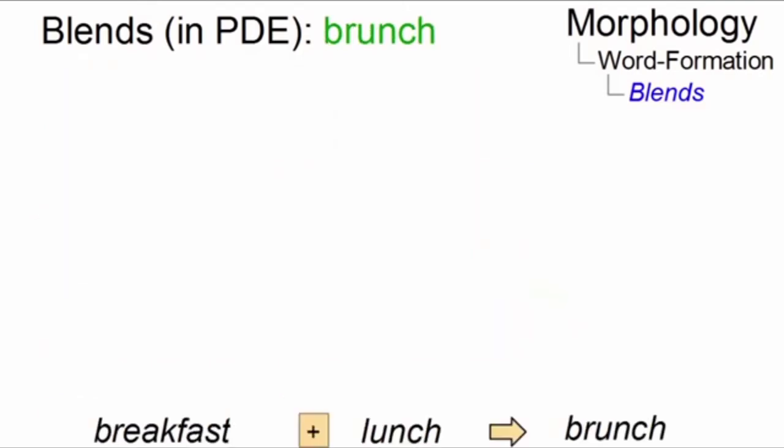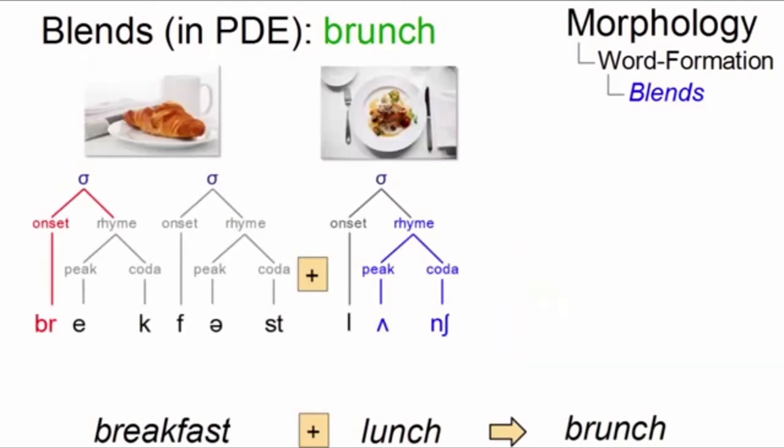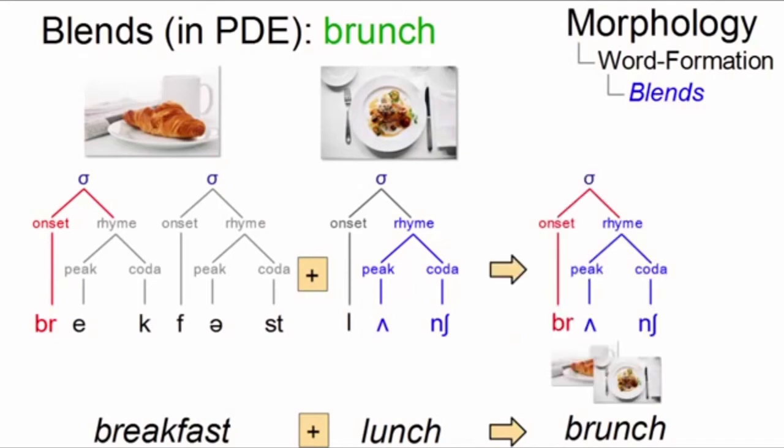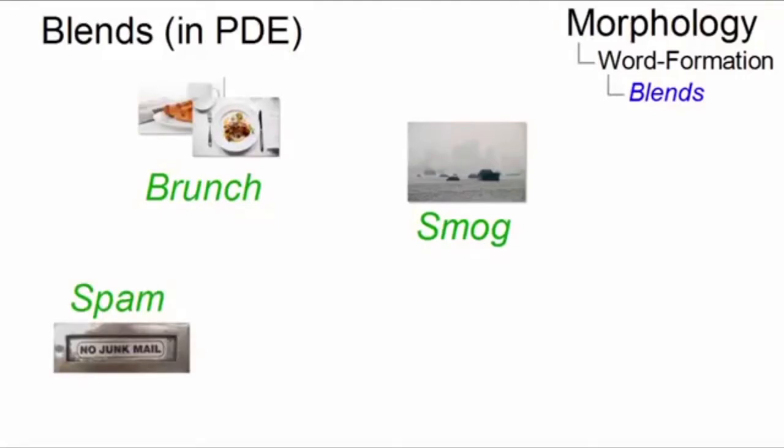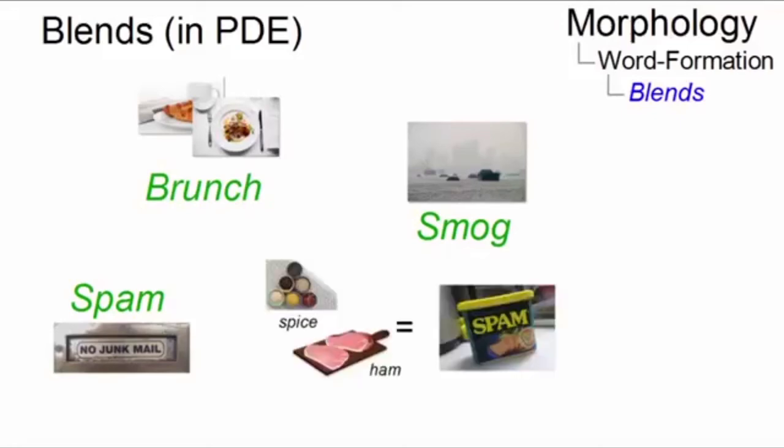In brunch, two words with different syllable structures are recombined, and again, the result is a combination of the first onset and the last rhyme. Today, many ordinary words are blends. In fact, some of them, for example spam, are so well installed in the lexicon that speakers are unaware of the fact that they are really hybrid words rather than simple roots. In this case, a blend from spice and ham.